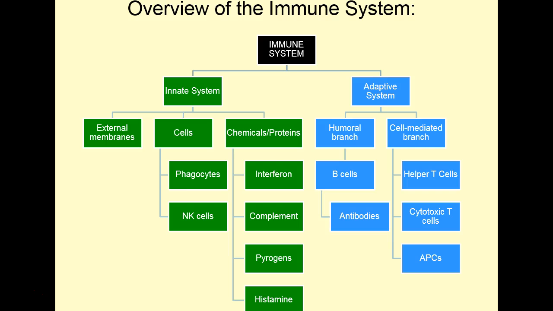Probably the more simple of the two is the innate branch. It is called innate because we are born with it fully functioning. All of the different parts of this system work from the moment we are born to defend us from disease.